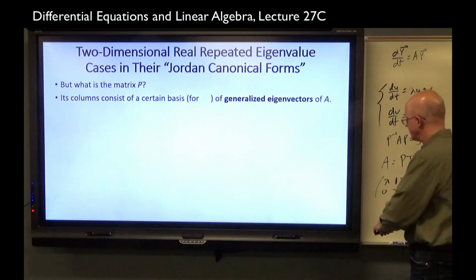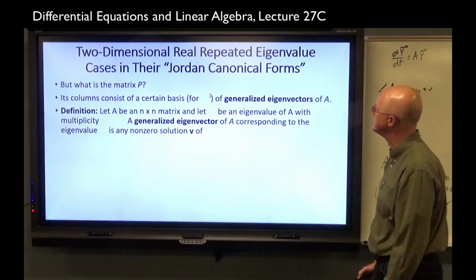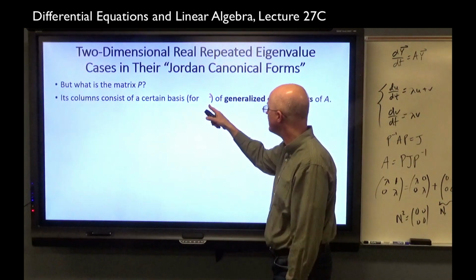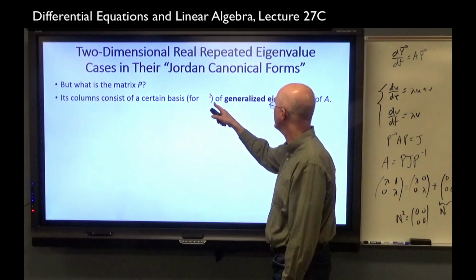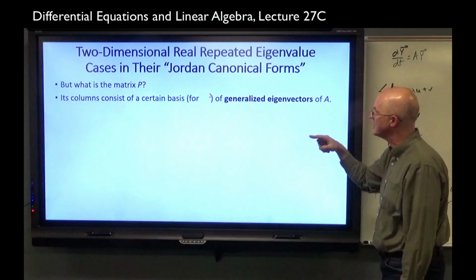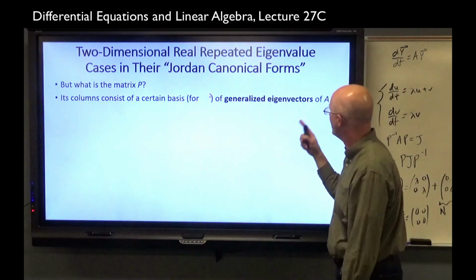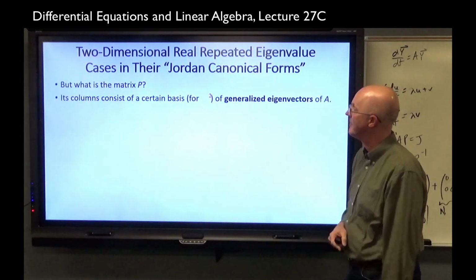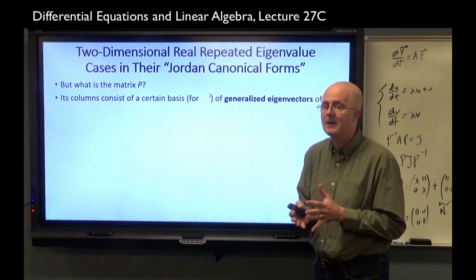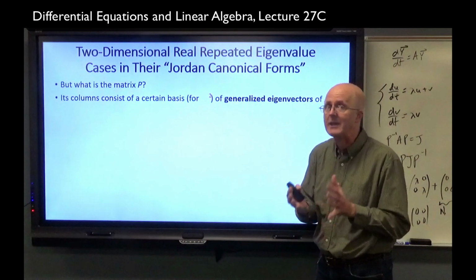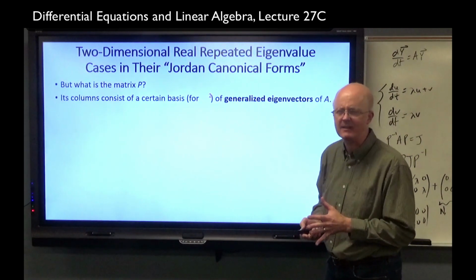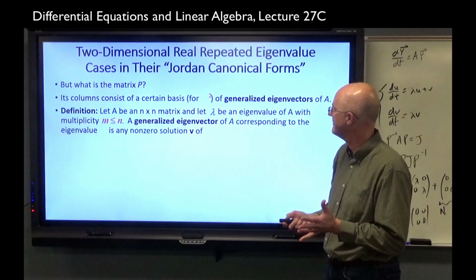Its columns consist of a certain basis of R2. Oops, there's supposed to be an R in there. I have no idea why it went away. That's supposed to be an R2. A certain basis of a plane of what are called generalized eigenvectors of A. A is not diagonalizable, so it does not have a basis of regular eigenvectors. But it turns out it will have a basis of generalized eigenvectors. What's that? Here's a definition.